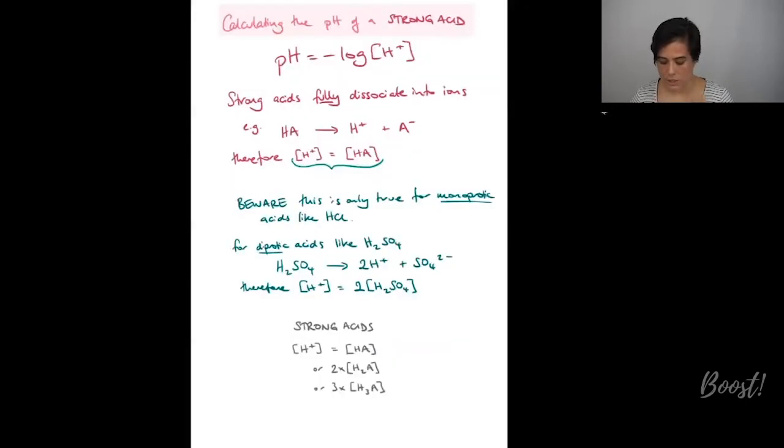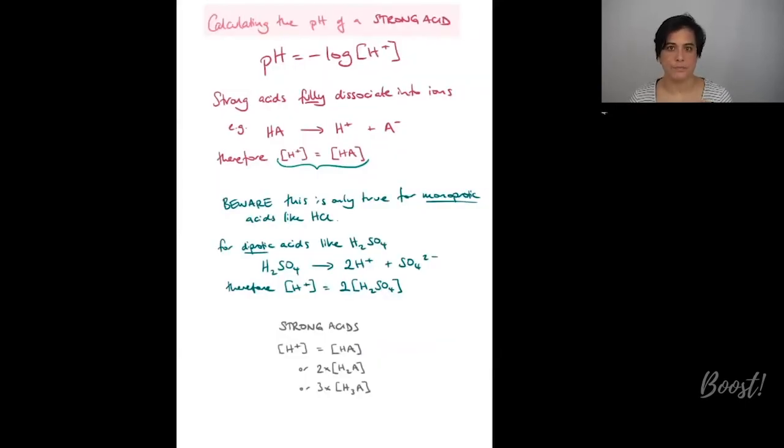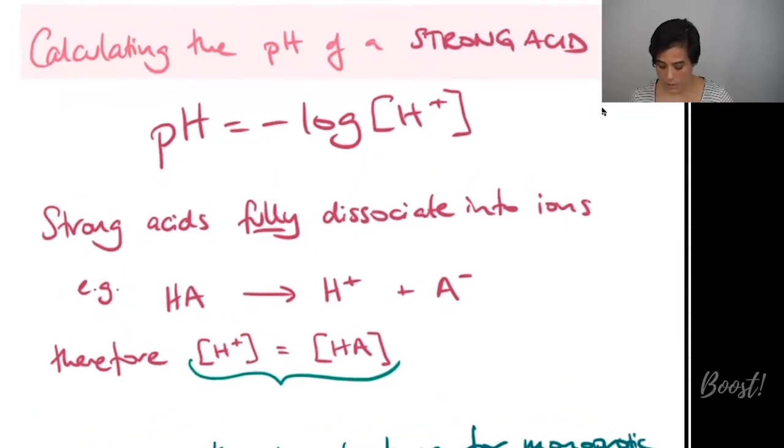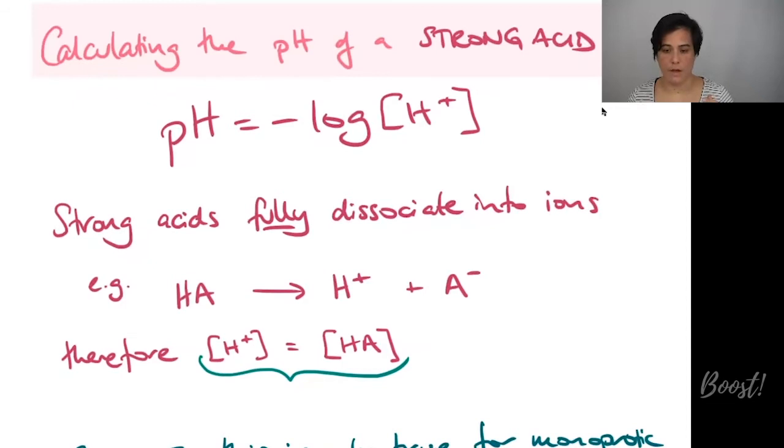So now let's actually look at how to calculate the pH of a strong acid. As I said, we always want to come back to the idea of what is the concentration of the H+ ions in order to calculate the pH. Potentially, sometimes in a question it might be the other way around, where you're given the pH and you want to calculate the H+ ions. But let's say we want to calculate the pH, we need to know what the concentration of H+ ions is.